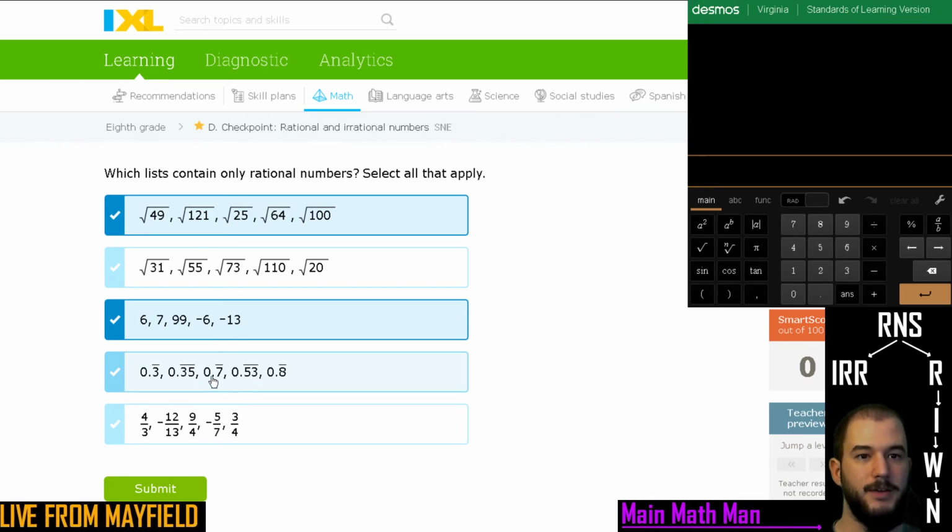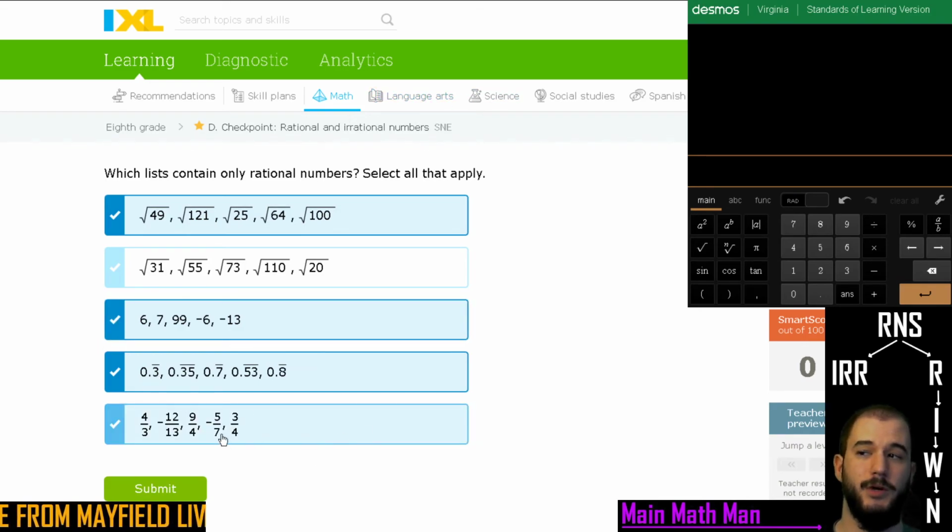So now for the next one, those are all integers, and so those are rational. All those decimal values, they repeat, and so we know we have rational numbers there. And for that last list, I'm going to select it as well because those are all fractions.